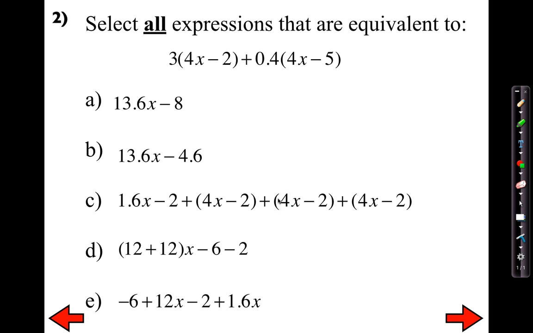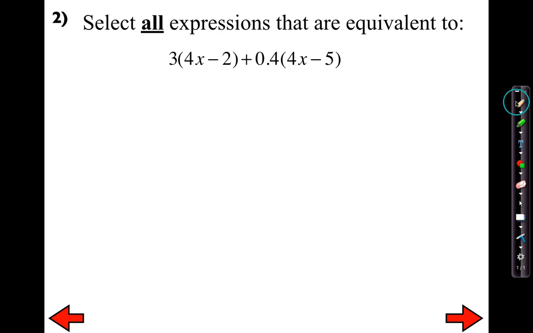Okay, so for number 2, same idea. We're going to repeat the process, simplify everything that we can to check and see what is equivalent to the original expression. So here we have 3 times quantity, 4x minus 2, then close parentheses, plus 4/10 times the quantity, 4x minus 5. And we have a list of different expressions that we need to choose from to determine if they're equivalent or not. So first things first, we need to simplify the very first expression. So let's go ahead and do that.